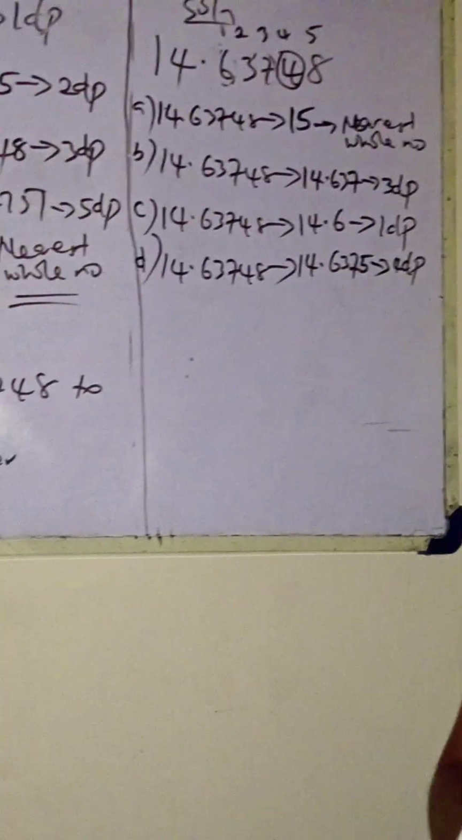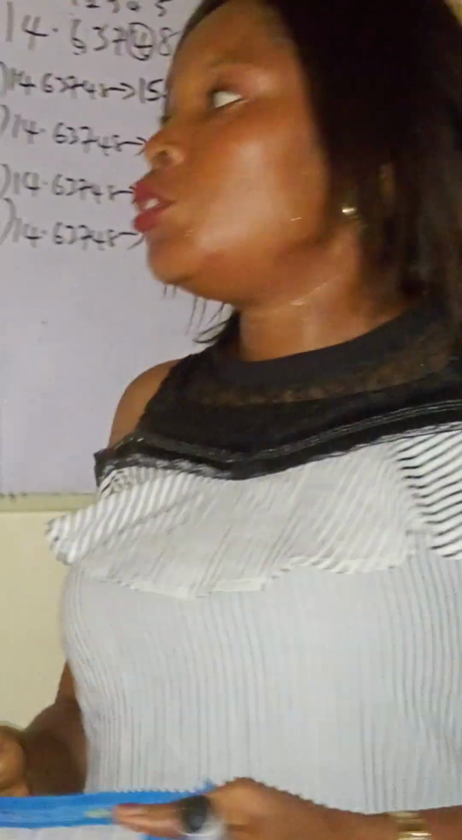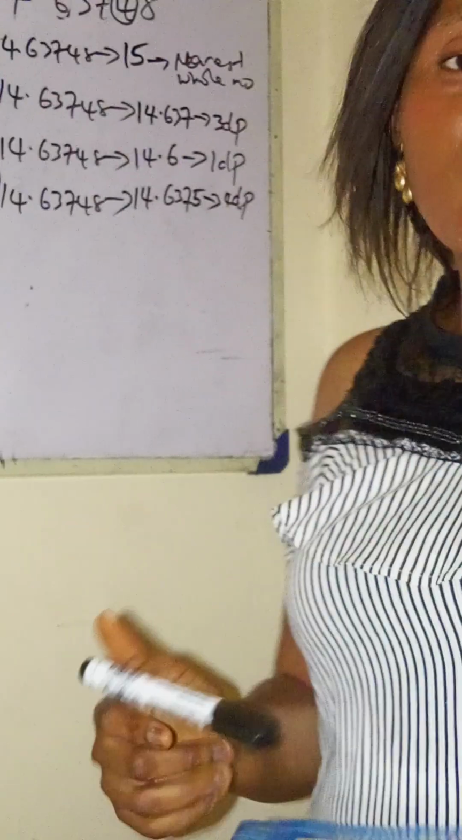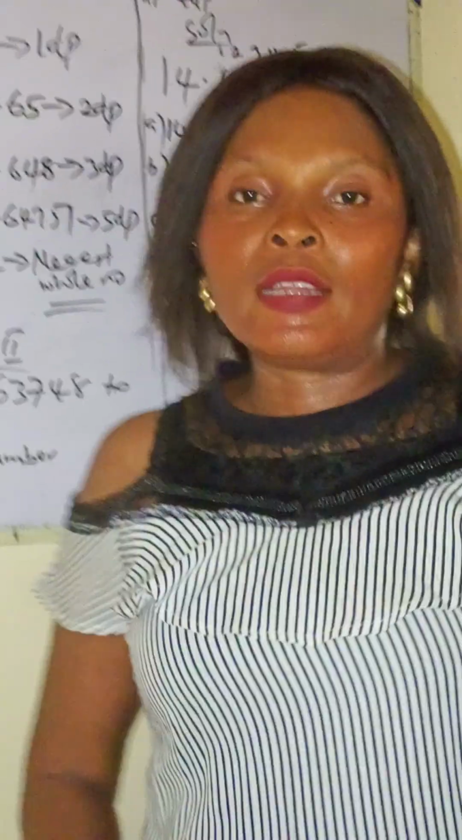So when you are asked to approximate to decimal places, all you need to do is make sure the number you are using to approximate is from 5 upward. Once it's 5 upward, you approximate. Once it's not up to 5, from 0 to 4, you do not approximate. But today, in our next class.